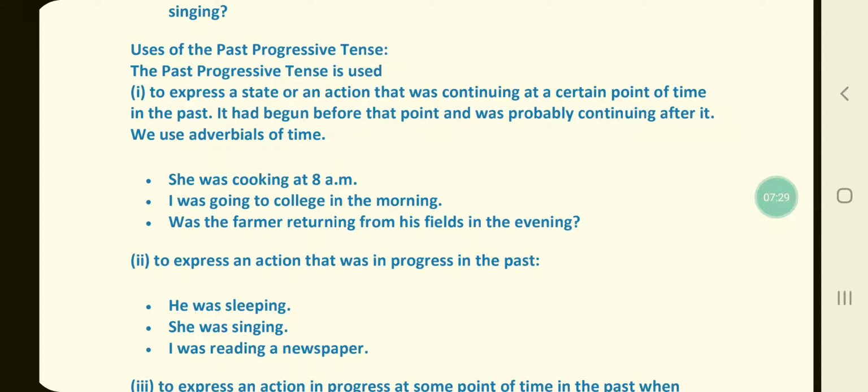Now we use adverbials of time. For example, she was cooking at 8 a.m. Now children, 8 a.m. is the adverbial of time. Second example, I was going to college in the morning. So here was going is of course your past progressive tense and in the morning is an adverbial phrase.